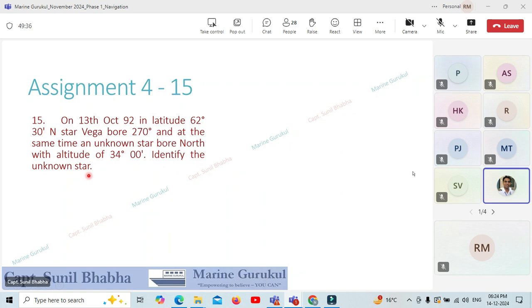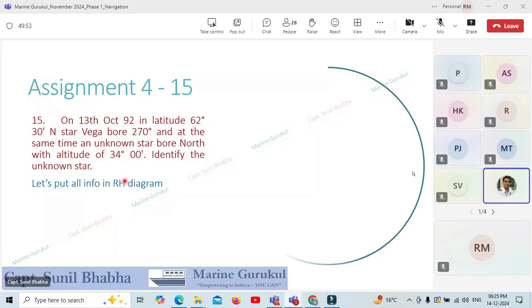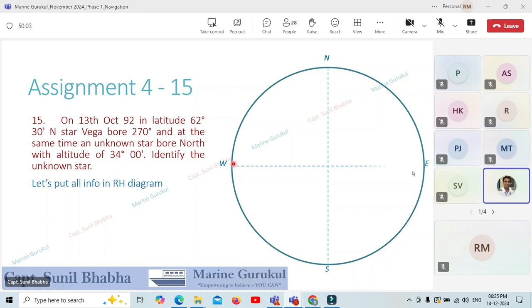We will follow exactly the same approach in this question. That is, we will make the rational horizon diagram and we will input all the information given to us in the question in that diagram, and the diagram will give us a lead. So let's put all the information in the rational horizon diagram. We have the rational horizon on the screen now. We can show the NESW points. The center of this diagram represents the zenith of the observer. So you see the Z, the zenith, coming up in the center.